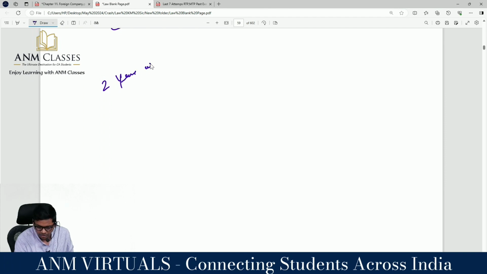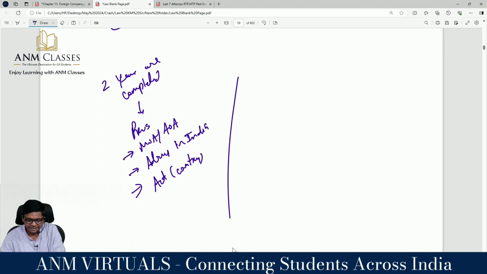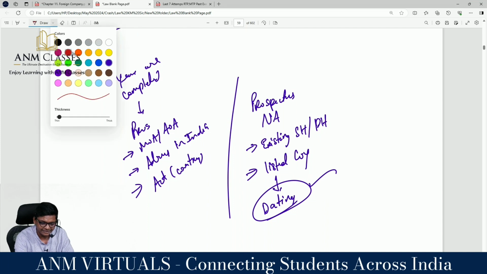If 2 years are completed, the prospectus need not contain MOA, AOA, the act and country from which it came, and address in India. This is first. Second, the prospectus is not applicable in 2 cases. One, existing shareholders or debenture holders. Two, a listed company. But this company still has to follow the principles of dating. They have to follow dating the prospectus.